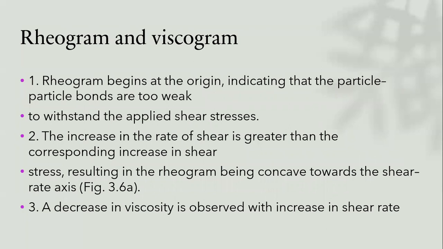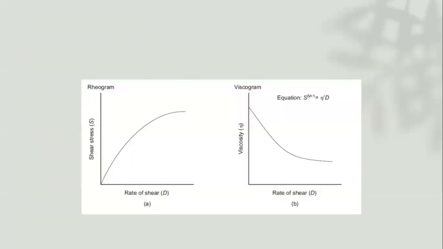How will be its rheogram and viscogram? Rheogram begins at the origin, indicating that the particle bonds are too weak to withstand the applied shear stress. The increase in the rate of shear is greater than the corresponding increase in shear stress, resulting in the rheogram being a curve, concave towards the shear rate axis. A decrease in viscosity is observed with increase in shear rate.